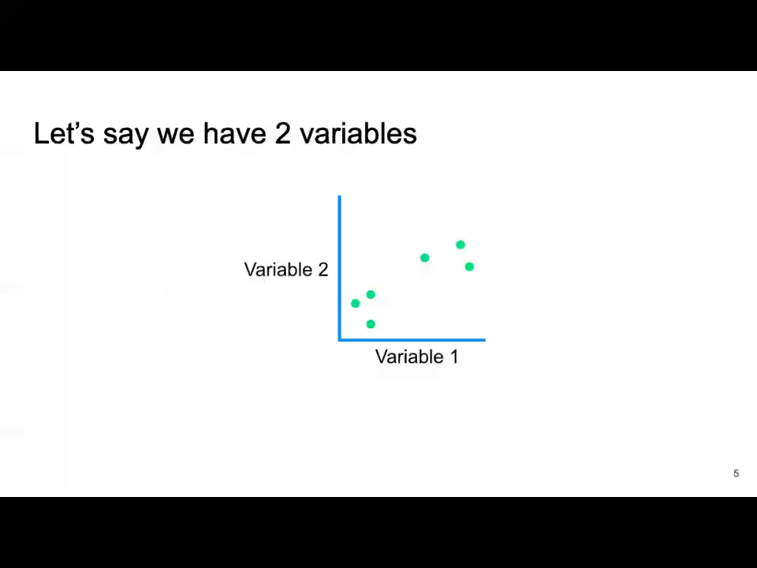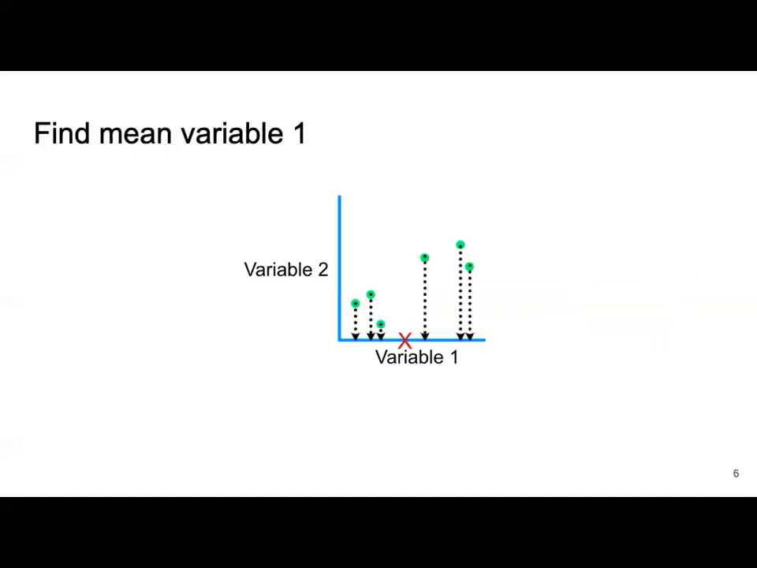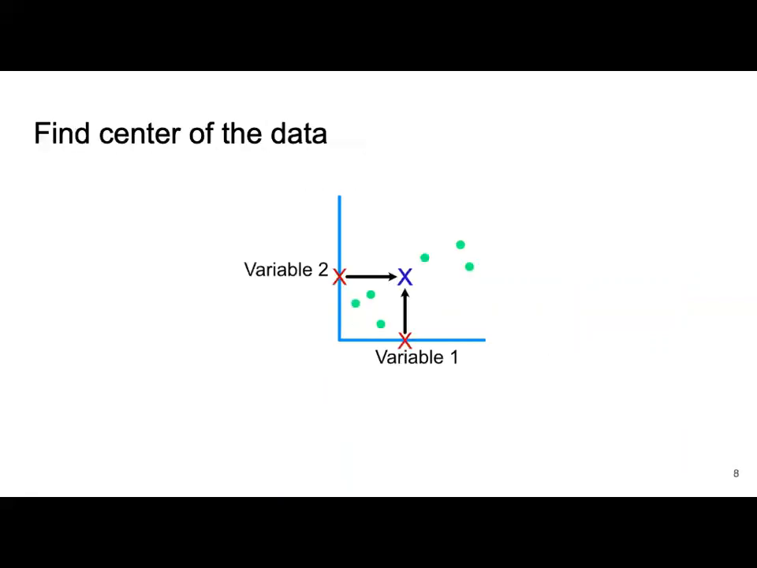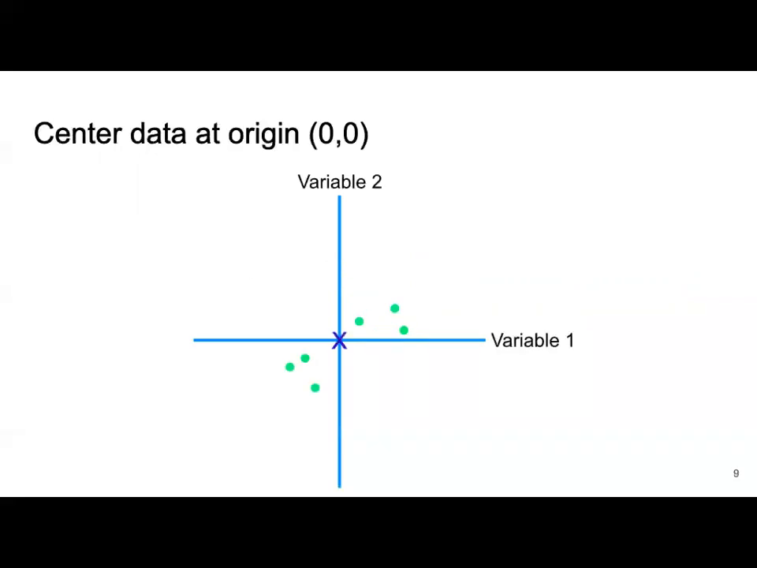So we have variable 1 and variable 2 and some data points plotted in 2D space. The first thing we do is estimate the mean for one variable, then we get the mean of the second variable, and then we find the center of the data, which is just where those means overlap. We then need to center that data. So we take the center of the data and move it to the origin. The data are still in the same orientation, but they've now been centered so that the center of the data is at 0, 0.